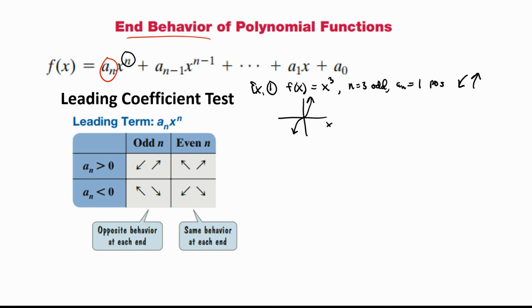Now take the same function, put a negative in front of it, and then the graph just flips. Let's call it g of x is equal to negative x to the third. So here n is 3, it's odd. A sub n is negative 1, so it's negative. So it's going to rise to the left and fall to the right. This graph just does the opposite. Again, all I have in my mind are these 4 simple graphs. That's all I got.